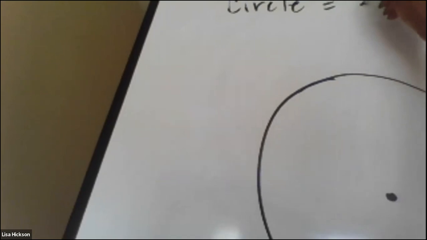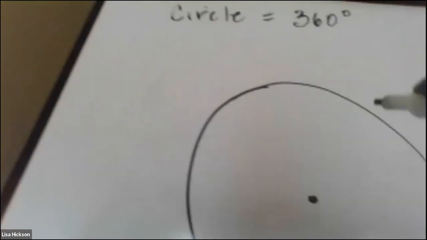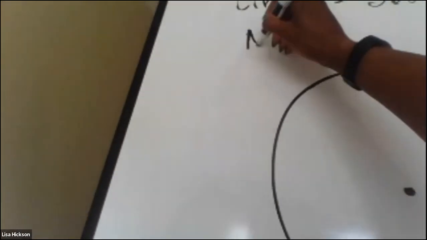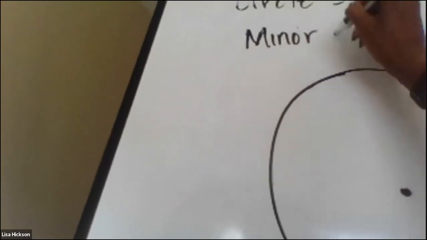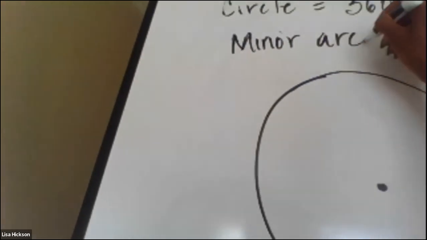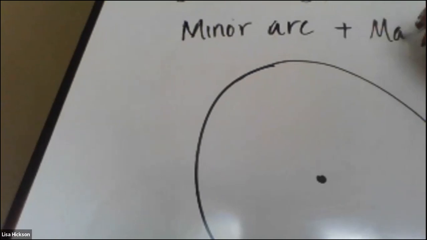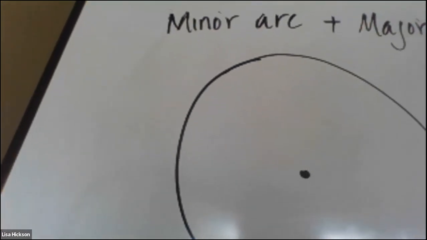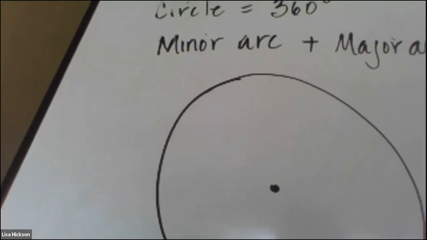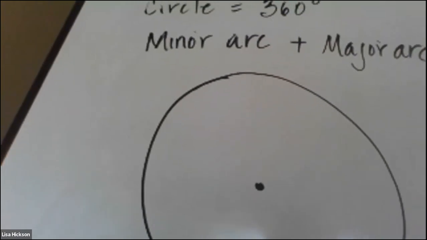So we know that the whole circle is equal to 360 degrees, right? I said a minor arc plus a major arc is equal to 360 degrees.